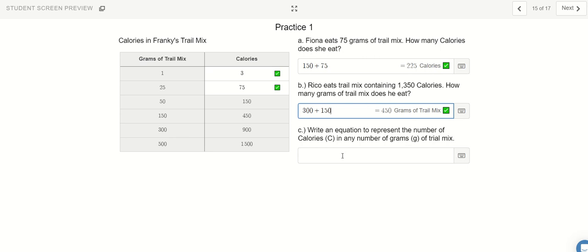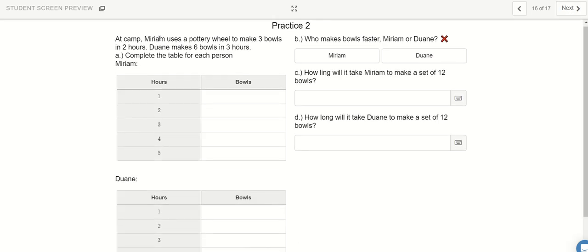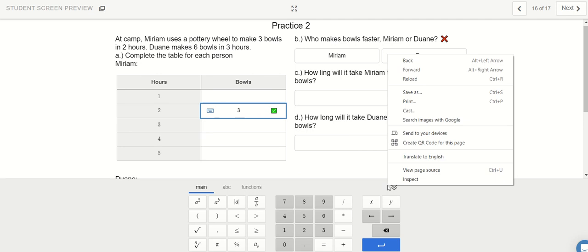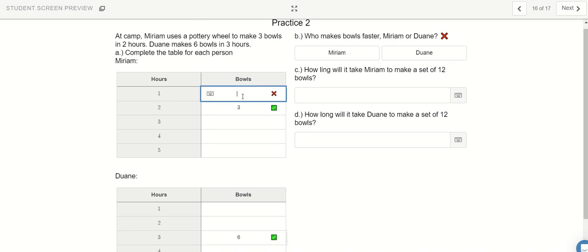And finally, let's write an equation. Calories equals how many grams of trail mix? It will be the number of grams times 3 per gram. And that's how many calories I'm going to consume. Here we have two people making bowls, Miriam and Dwayne. Miriam can make 3 bowls in 2 hours. So in 2 hours, she makes 3. And Dwayne can make 6 bowls in 3 hours. So here's hour 3, and Dwayne can make 6. Let's go ahead and fill this out. If I cut it in half, 1.5. I keep adding 1.5 until I make it all the way down.